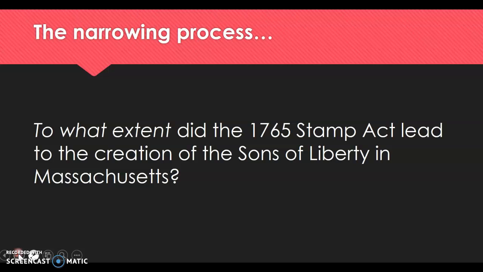If I take my original question and I use some of this and I narrow and I use "to what extent," this is what we come up with. To what extent did the 1765 Stamp Act lead to the creation of the Sons of Liberty in Massachusetts? In this case, rather than looking at how did the Stamp Act affect the entire Revolutionary War, which is just too big, there are too many causes, short-term and long-term, direct and indirect, of the Revolutionary War.